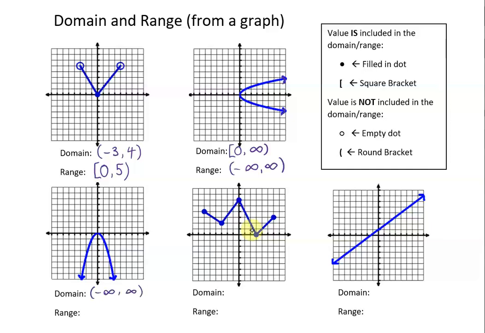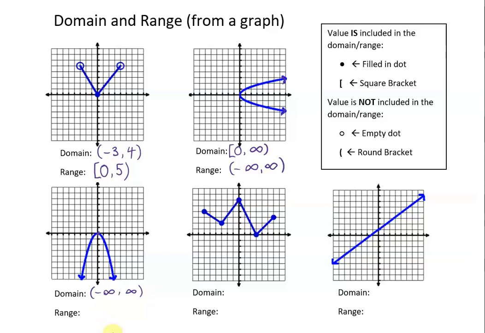Then we have a look at our range, our y values. The maximum y value I can see is actually the origin there. That's the very biggest y value, or the biggest range value, and that's at 0. So because that value is included, it doesn't have a hollow dot there. We use our square bracket to indicate 0 is included in our range. Oh, sorry, that's our maximum value. We always need to start at the minimum value.